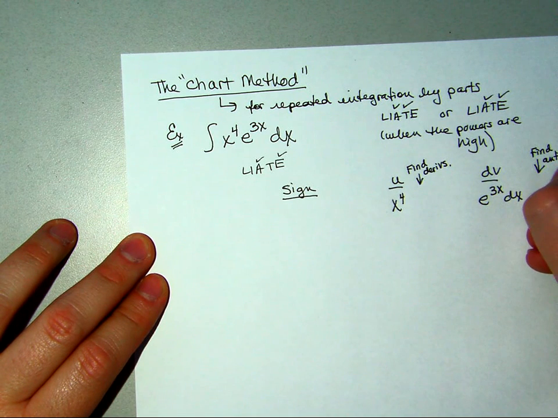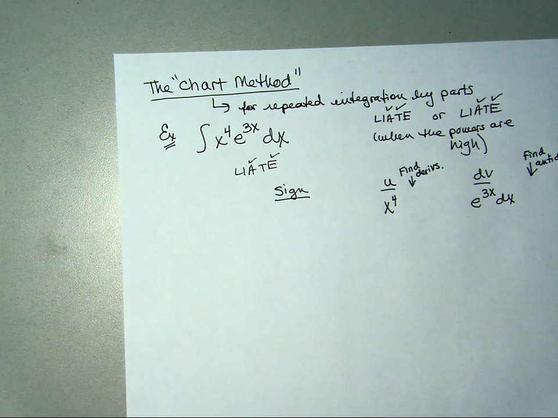Because the next line of integration by parts involves me using the u and the v, but then those will become the u and the dv of the next problem, and we're just going to keep going through this process. This chart will just let us simplify all that work. What is the derivative of x to the fourth? Easy. 4x cubed.